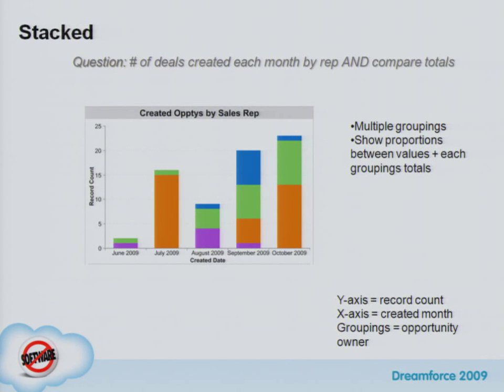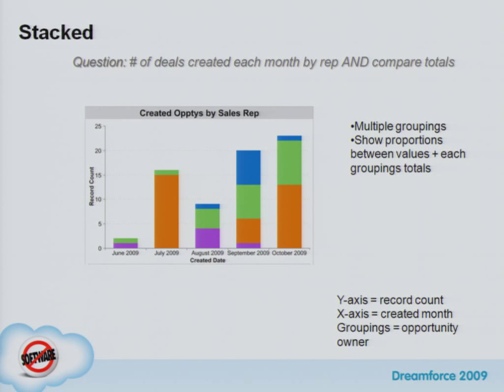So let's look at stacked. The question here is the number of deals created each month by rep, and we also want to compare the totals. So this is good. The stacked charts are good for multiple groupings where you want to show proportions between the values and each grouping's totals. So if we look here, we have the record count on the y-axis.